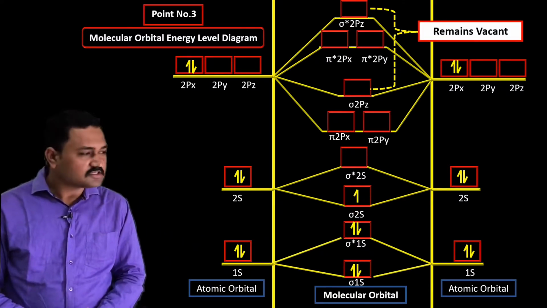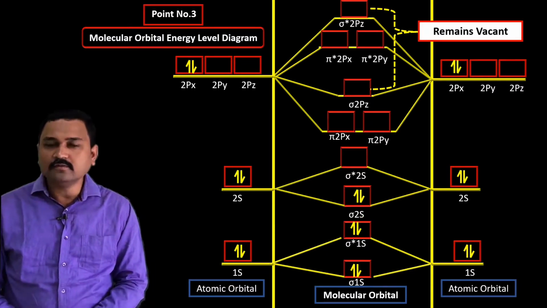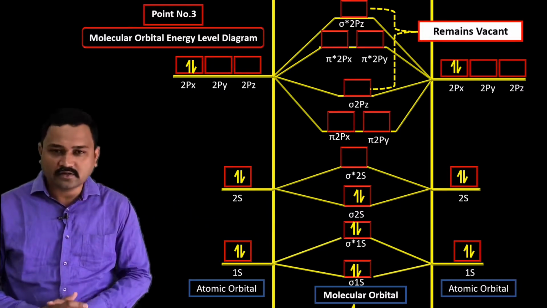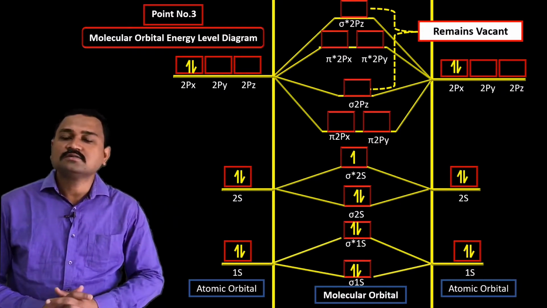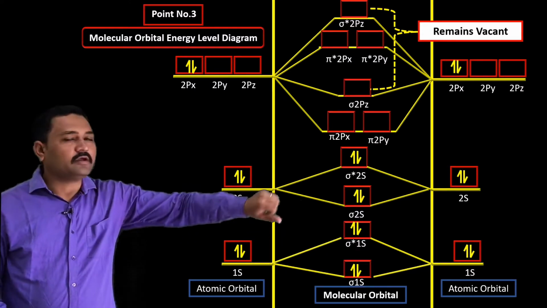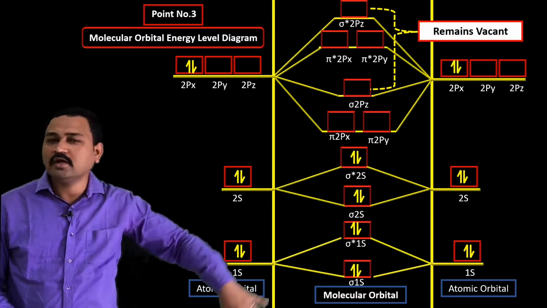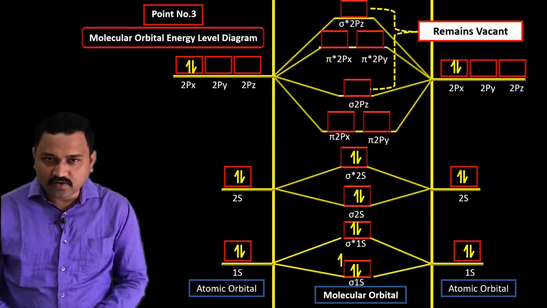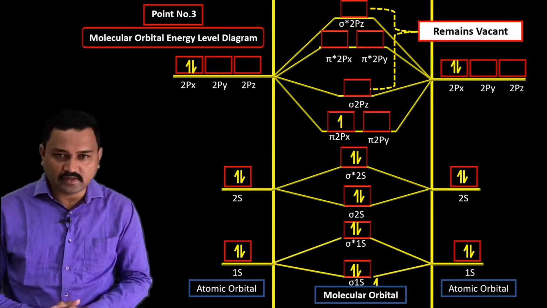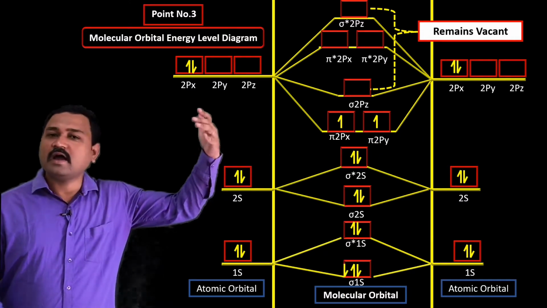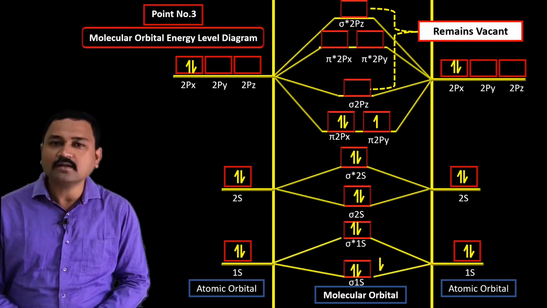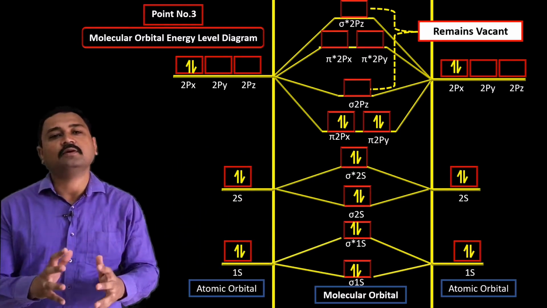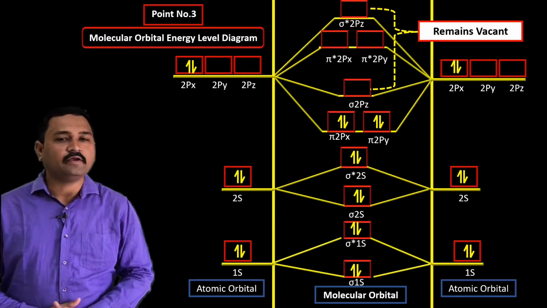Now the next 2 electrons will enter into the sigma 2s bonding molecular orbital, and the next 2 electrons will go into the sigma star 2s anti-bonding molecular orbital. So 4 plus 4, 8 electrons are used, only 4 electrons remain. Out of the remaining 4 electrons, 2 electrons will enter into the pi 2px and 2 electrons into the pi 2py bonding molecular orbitals, and this leads to the formation of molecular orbital energy level diagram for carbon molecule. So that is your point number third.